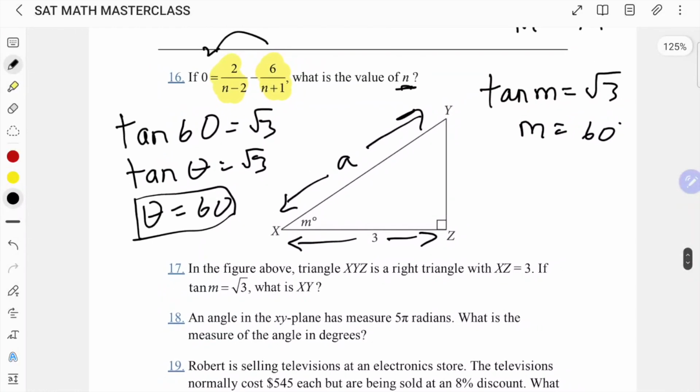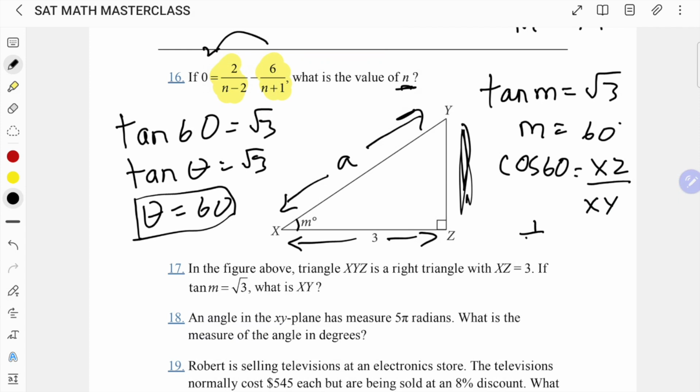Instead of taking the value of YZ, which is actually given in the solution for this PDF, I would prefer taking cos 60, because instead of taking YZ and using the Pythagoras theorem, which is what normal people would do, here at the SAT, the smart way is to take cos 60, because cos 60 equals XZ divided by XY. So we get 1 by 2 equals 3 divided by a. So a equals 6. So the correct answer is a equals 6.